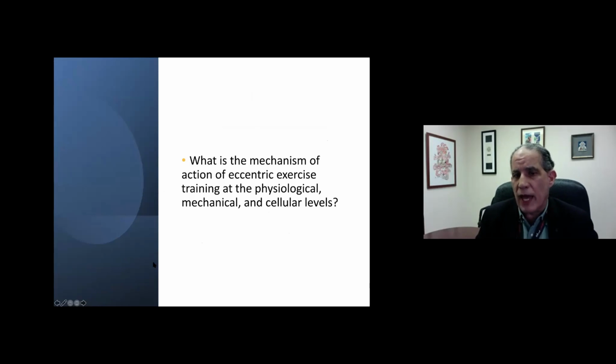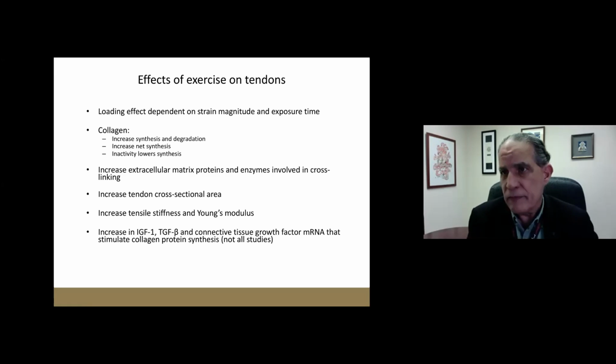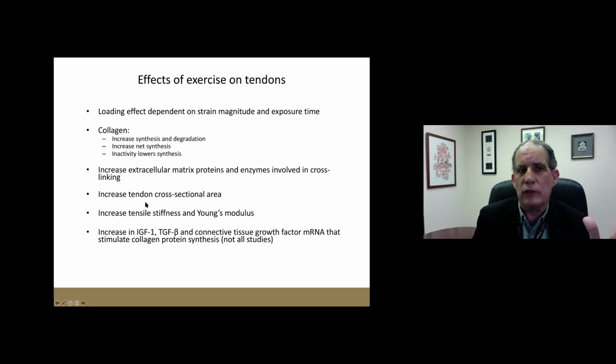What is the mechanism of action? And I think this is important so we understand how other interventions may work. So the main effects of exercise training on tendons are listed here. These are effects at the level of the cells and molecules and so on. It is dependent on strain magnitude, and I mentioned that. That's why you do weight training. You add a backpack with weights. And exposure time, which really means that the training has to have a certain number of sets and repetitions, and each of the repetitions has to be long.